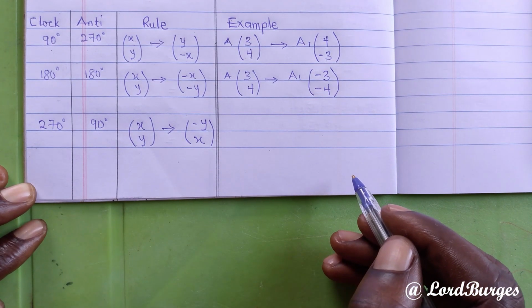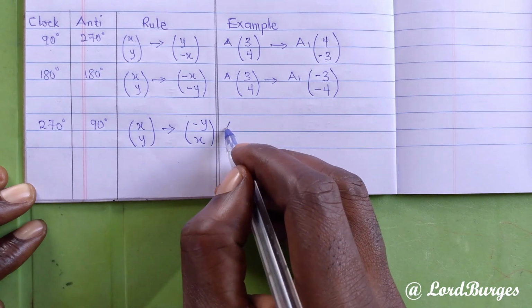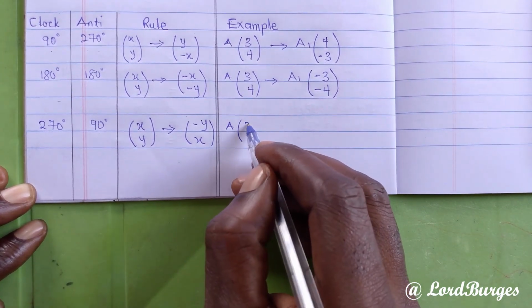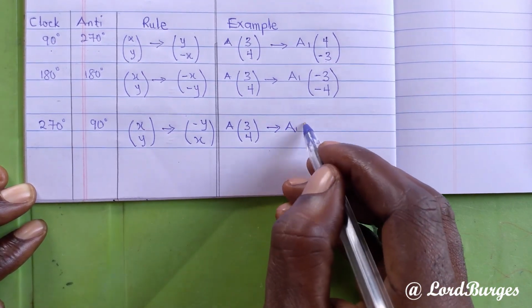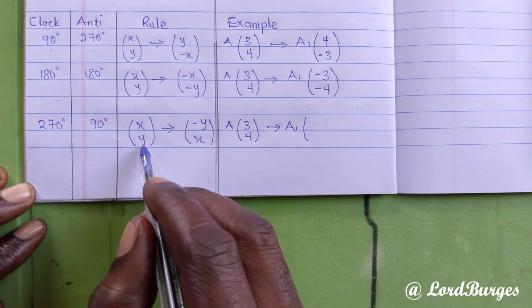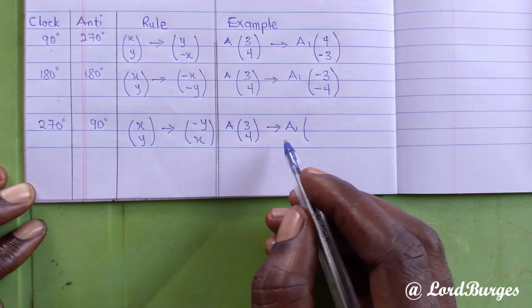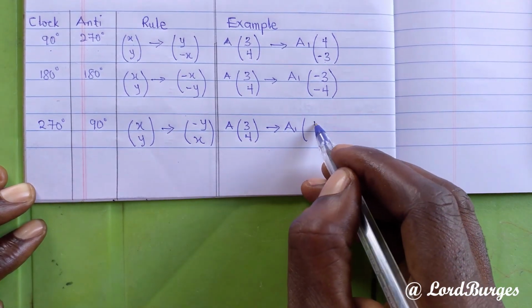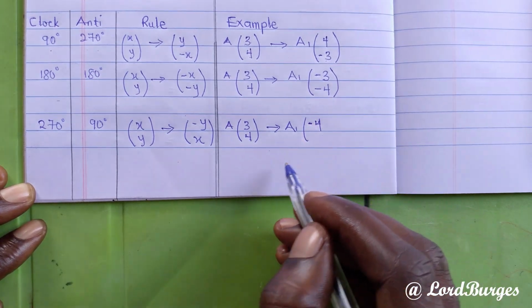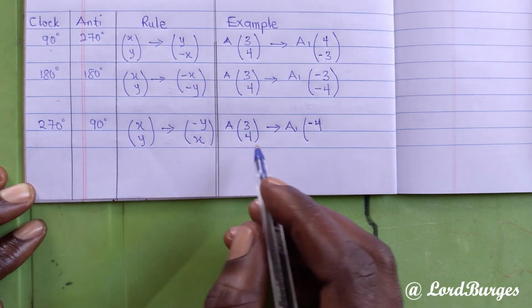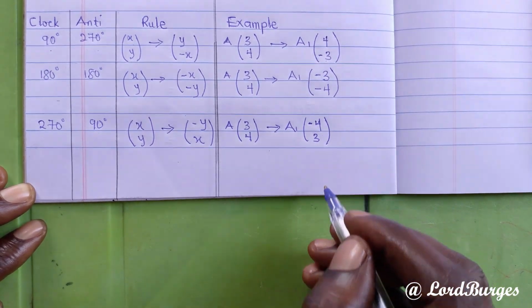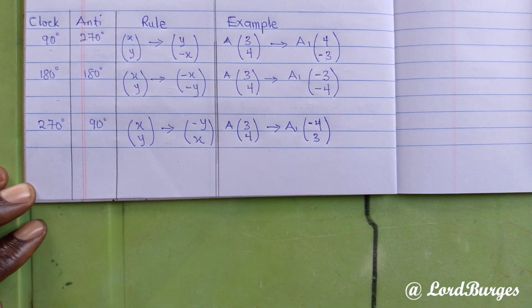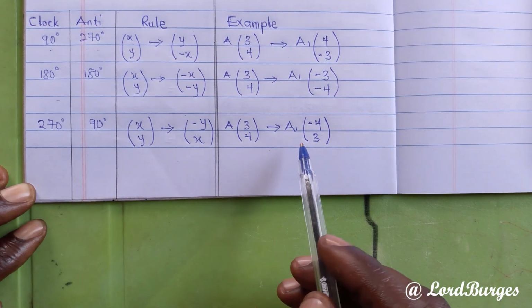So when I have an example to be A, that is 3, 4, A1 becomes: the y moves to the top, but it becomes negative. So the 4 must go to the top, but it should be negative. And the x moves to the bottom, meaning maintain. So the 3 moves to the bottom, meaning maintain. Therefore, this is how to solve or deal with any problem under rotation.